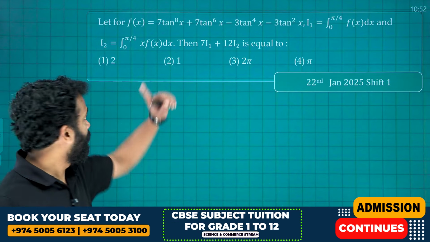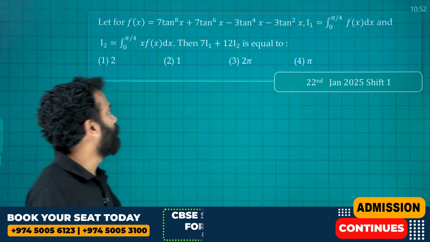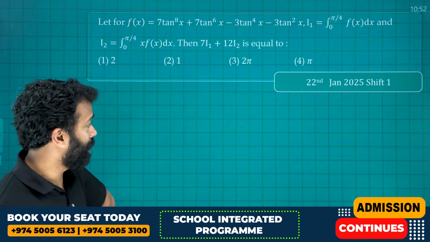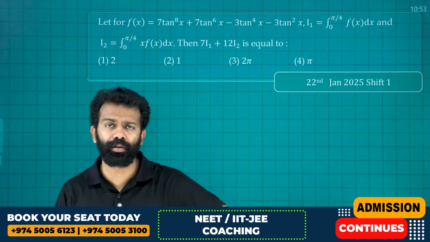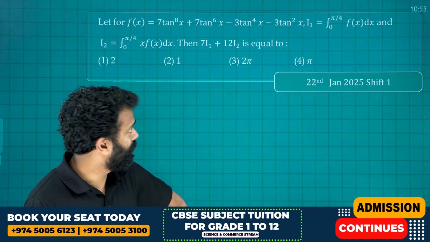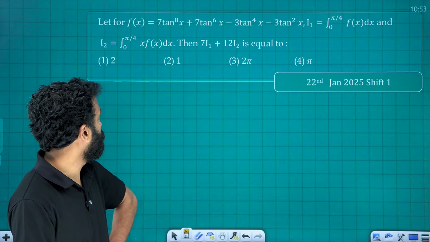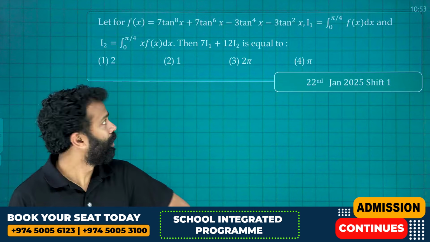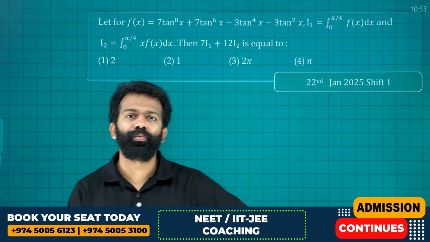Let f of x be equal to 7 tan raised to 8x plus 7 tan raised to 6x minus 3 tan raised to 4x minus 3 tan square x. I1 is equal to the integral from 0 to pi by 4 of f of x dx and I2 is equal to the integral from 0 to pi by 4 of x into f of x dx. Then 7 I1 plus 12 I2 is equal to.